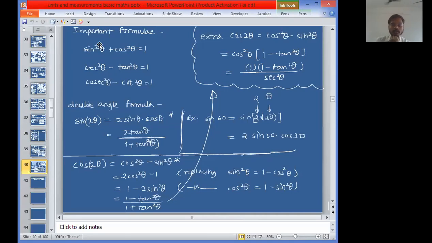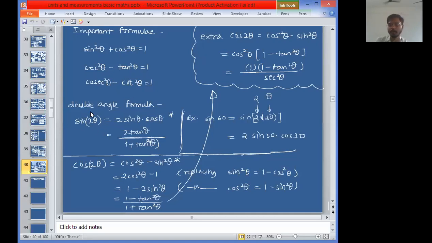Sin square theta plus cos square theta is equal to 1. Sec square theta minus tan square theta is equal to 1. Cosec square theta minus cot square theta is equal to 1.